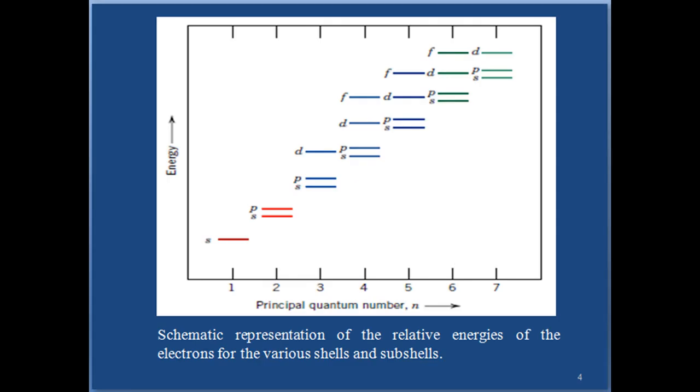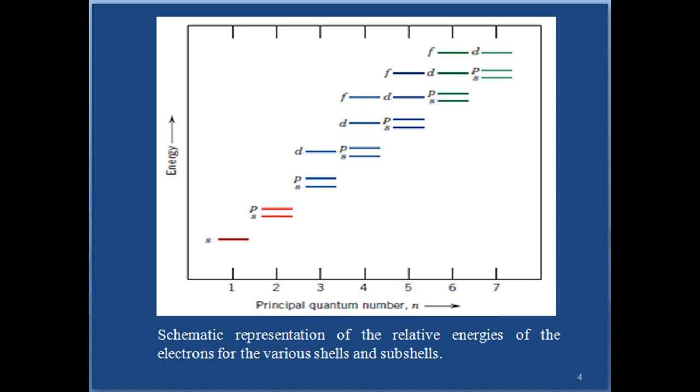Now, figure is going to show you the schematic representation of the relative energies of the electrons for the various shells and subshells. A complete energy level diagram for various shells and subshells using the wave model is shown in figure. Several features of the diagram are worth noting. First, the smaller the principal quantum number, the lower the energy level. For example, the energy of 1s state is less than that of 2s state, which in turn is lower than 3s.